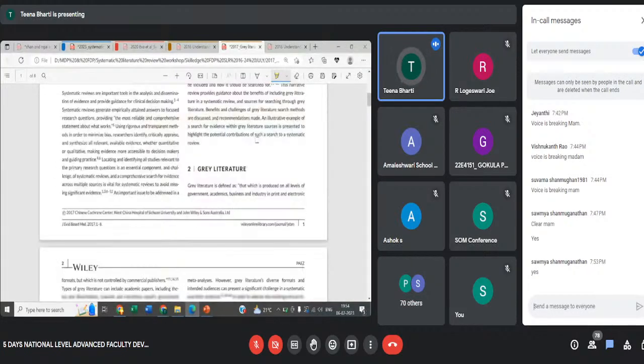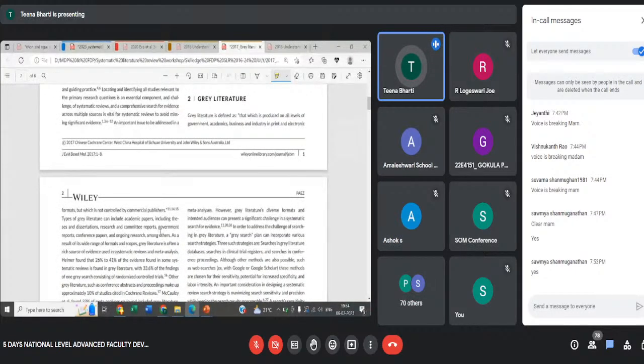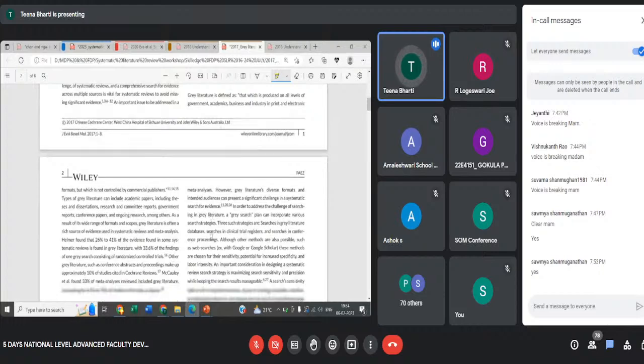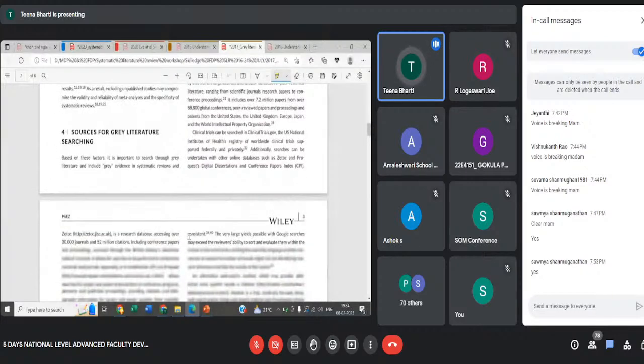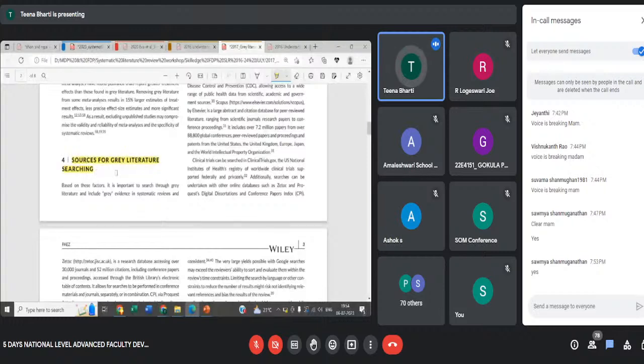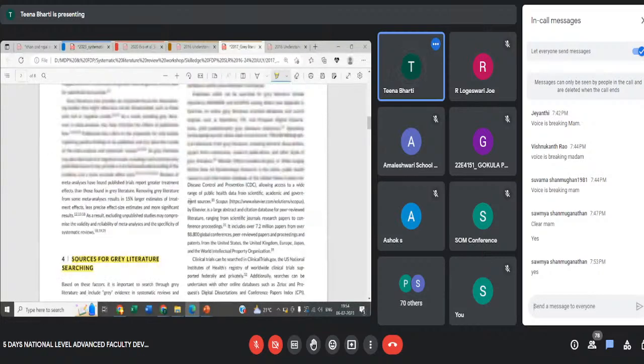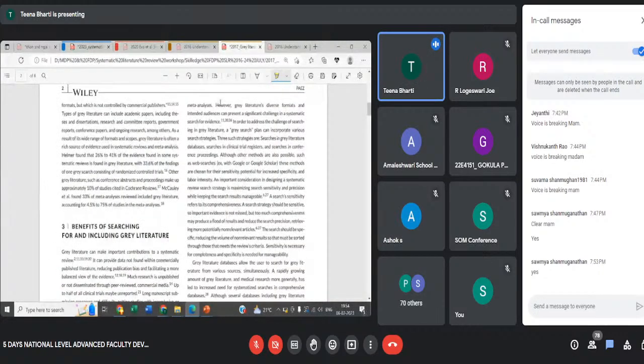So this is one article which I'll be sharing with Professor Amleshwari, and she would be sharing it with all of you. I think Logeshwari also. So just to mention, this is the gray literature. These are the sources. If you take a look at gray literature, it is talking about the diverse formats, audiences, how you go for a gray search plan, and how it can incorporate various search strategies.